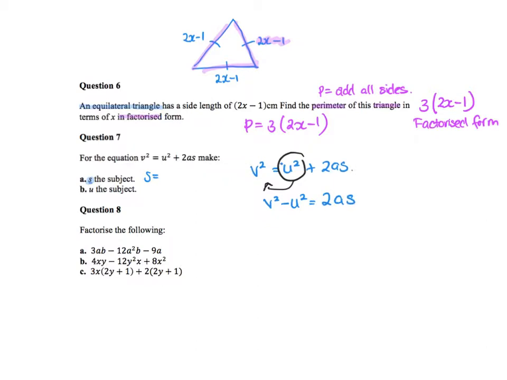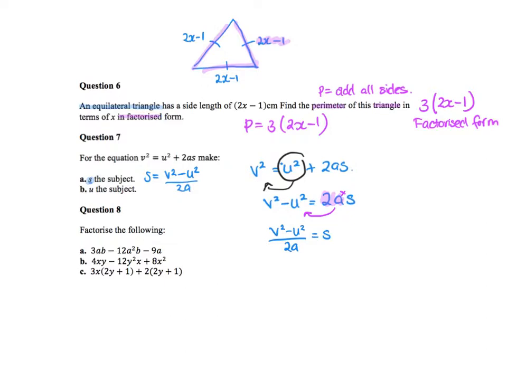Now with this 2AS, it is actually multiplying against that S. So if I move it over an equal sign, it'll do the opposite, which is dividing. So I could say V squared minus U squared divided by 2A, and then I'm just left with the S. So I've got it written that way. It still means the same if I write it V squared, if I put the S first, over 2A.